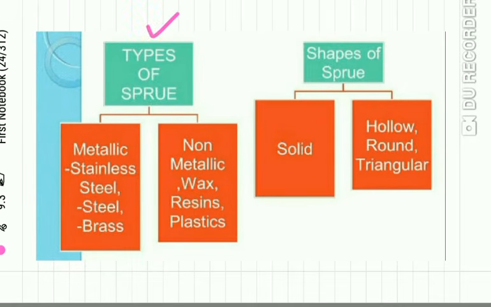Now, the classification of the sprue. The types of sprue may be metallic or non-metallic. The metallic sprue may be made up of steel, brass, while the non-metallic sprues are made up of plastic, resins and waxes. Depending upon the shape, the sprue may be either solid or hollow with a round or a triangular shape.